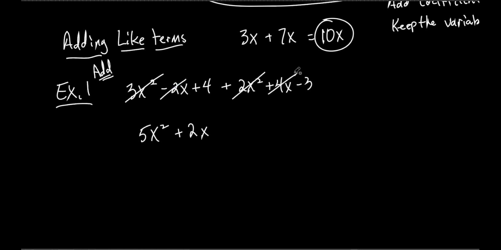What else is left? Yeah, what is it called? You guys already said it earlier. What's it called when a number is just sitting there by itself with no variable? It's called a constant, okay? So let's add the constants together. So positive 4, negative 3, that's easy. That's plus 1. Can you simplify that any further?